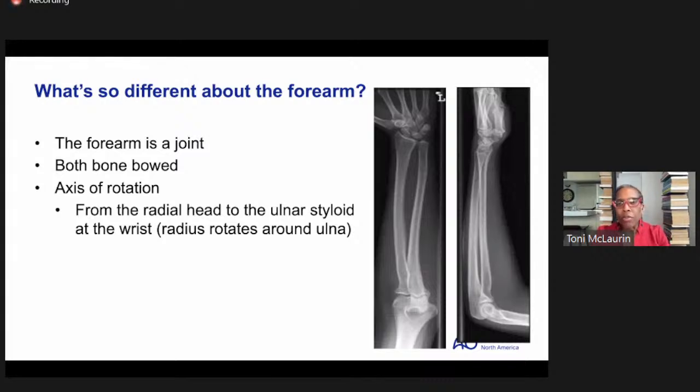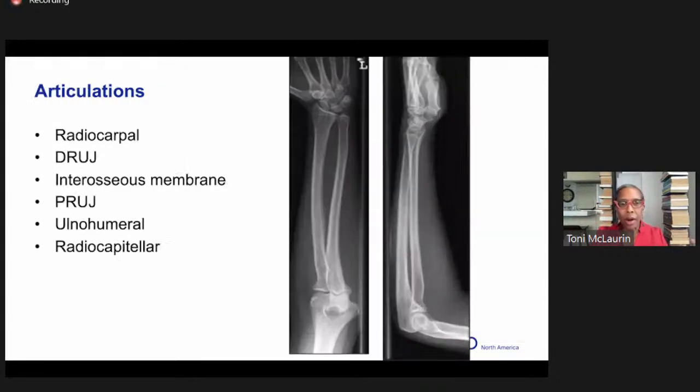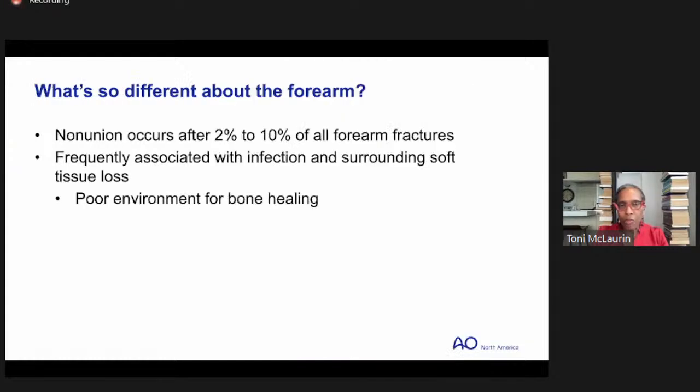So what's so different about the forearm? The entire forearm is a joint. Then you have bows in both of the bones, which will get talked about in later talks as well. And the axis of rotation is from the radial head to the ulnar styloid. So the radius rotates around the ulna. So this is a very different area than anything else in the body. There are a lot of articulations. So most people consider what makes up the joint of the forearm would be the DRUJ, the PRUJ, and the interosseous membrane. But there are articulations at the wrist and at the elbow as well.